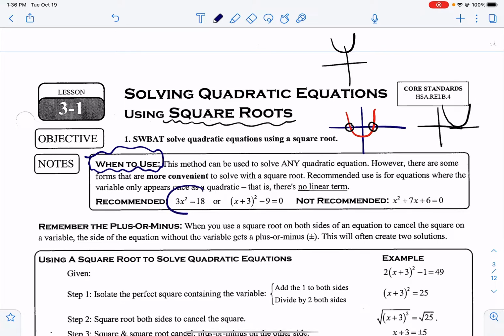We want to use it if all I have is an x squared. So 3x squared equals 18. There is no x by itself. There is only an x squared. The other time that we want to use it is if there is a square on the outside of the parentheses, but the only x is on the inside. So really, we're looking for 1x, and it either needs to be squared or it needs to be inside the parentheses. We don't want to use it in this example on the right. Notice how there's an x squared and an x in the same problem. This would not be a good method to use to do that one.